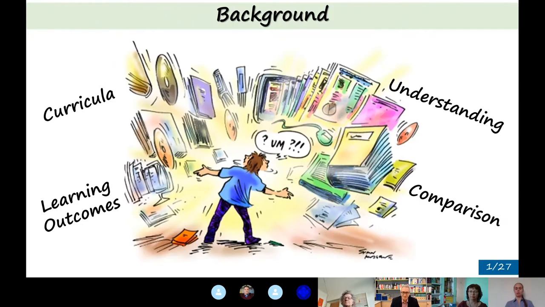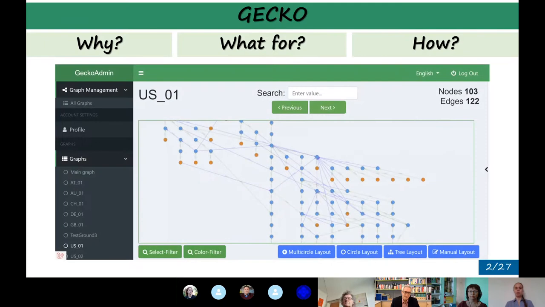The thesis is addressing a problem which is important in the field of applied computer science and computing education. It includes also work with learning outcomes from curricula, analyzing and understanding them. That's why there exists a project named Gecko, which works with curricula also. It represents curricula as a directed graph.